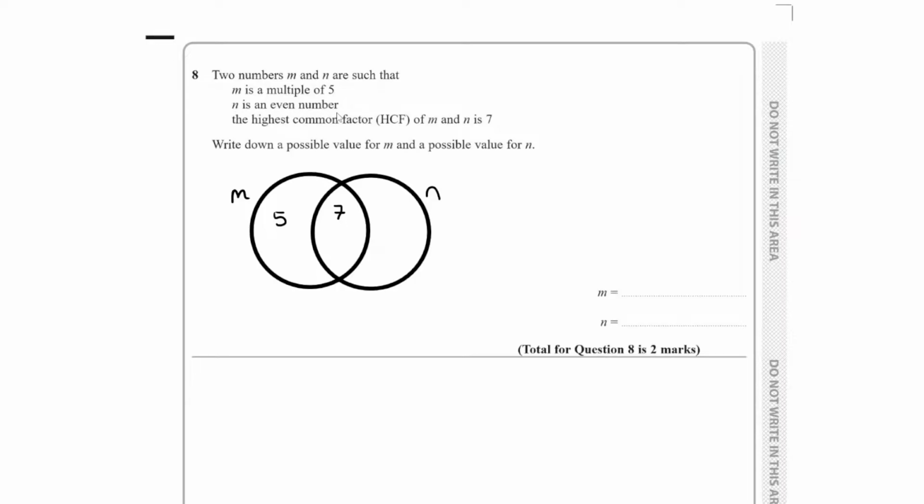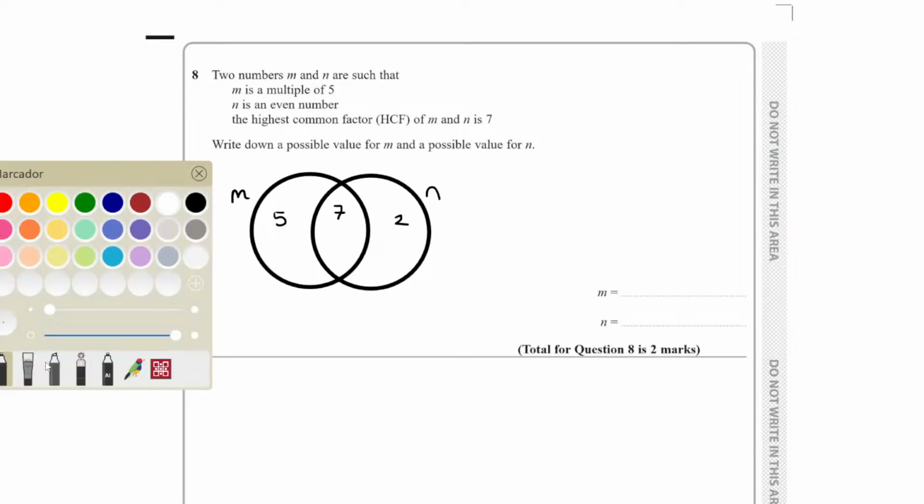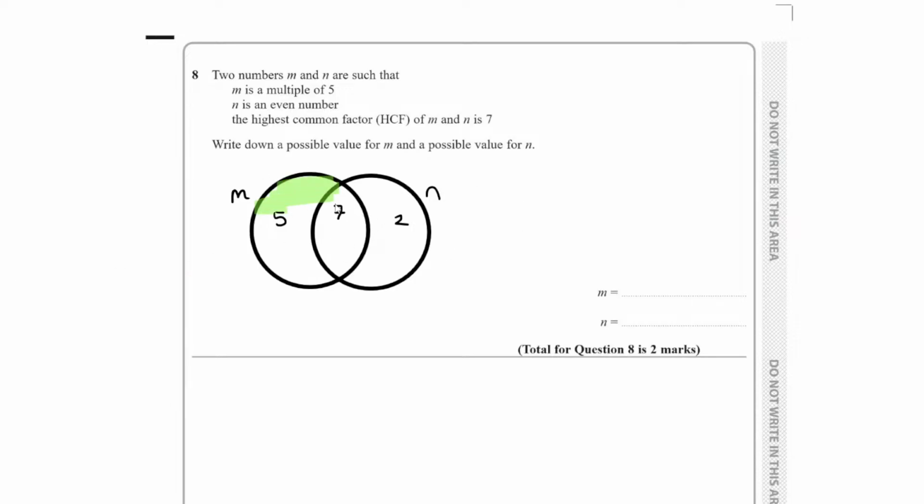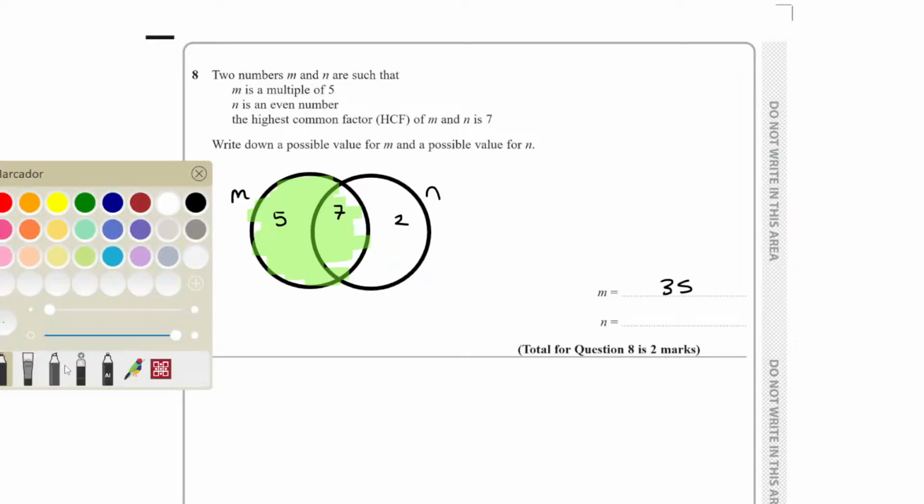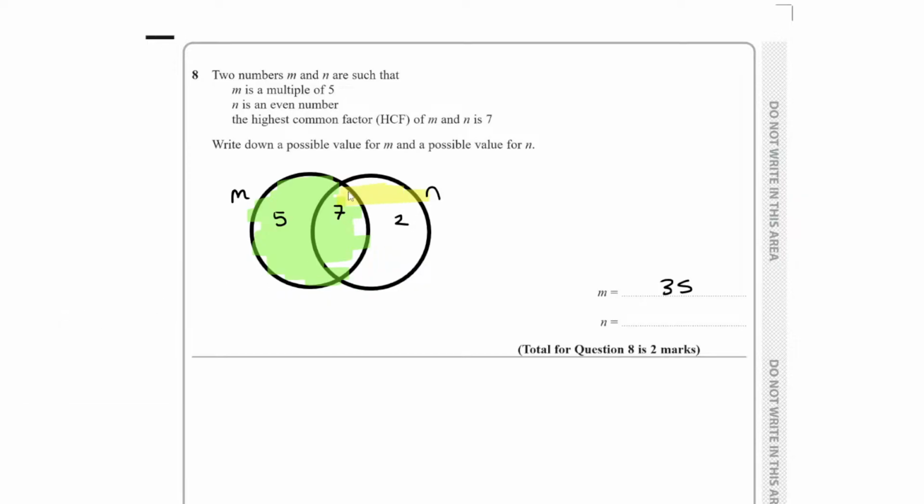And then n is an even number. Now, in terms of the same logic, even numbers are multiples of 2, always. So I just put 2 here, which is also a prime number. And then I went, right, okay, so m is this whole bubble here. So that's 5 times 7, which is 35. And then n is this bubble here, which is 7 times 2, which is 14. That's how I worked it out. You don't have to do it this way, but that's how I worked it out, just to have a little bit more structure.